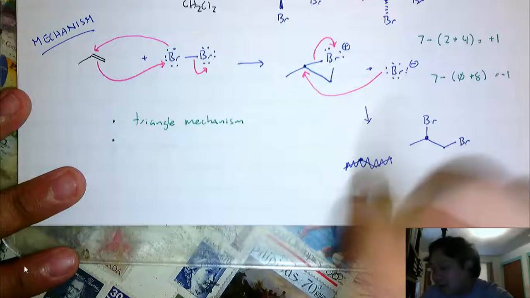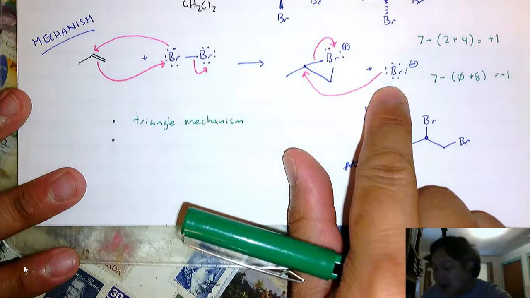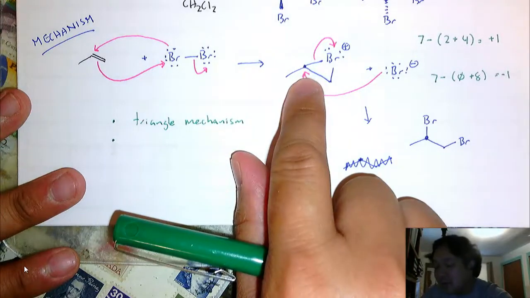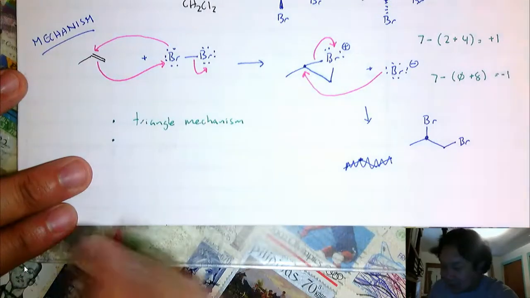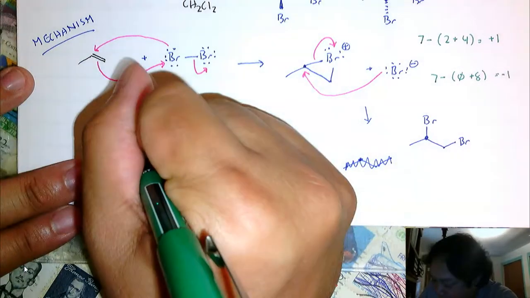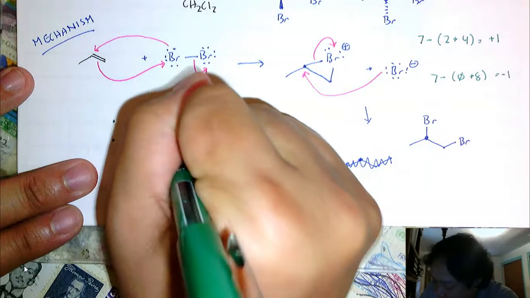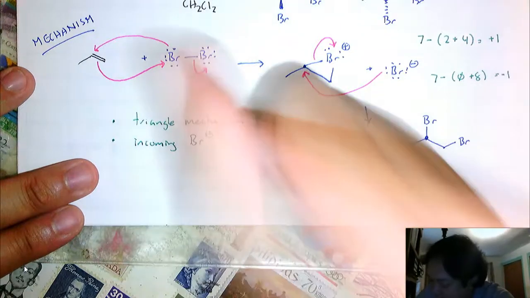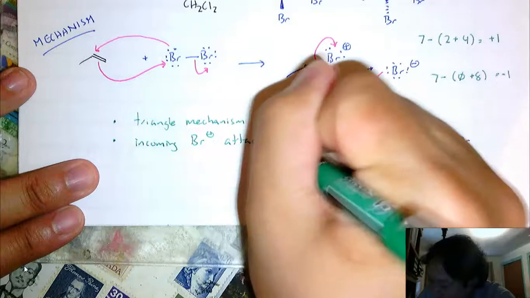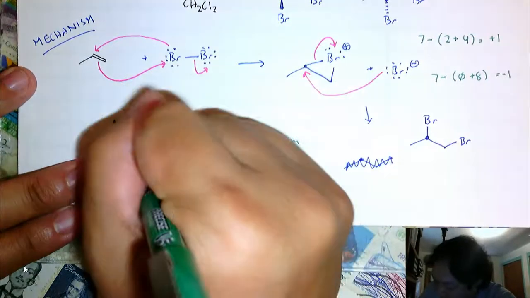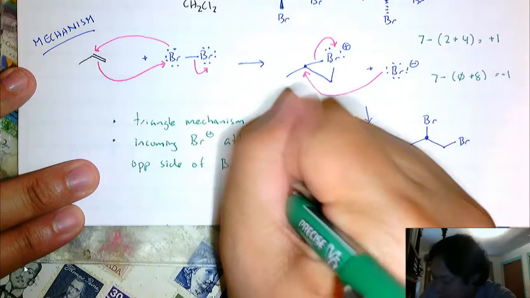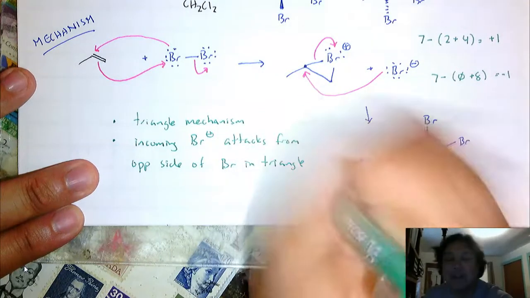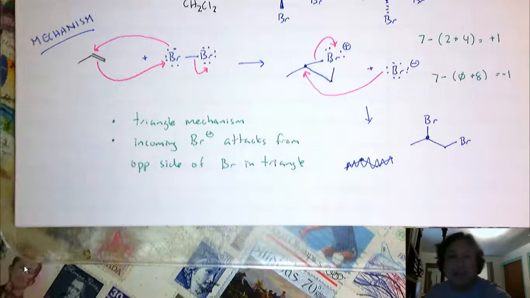The next thing is, there are a couple important points here. That bromine comes from the opposite side of where this bromine is pointing. So I'm not drawing any wedges and dashes. Okay, but maybe I'll show you on the next page. But the incoming bromide, Br-, attacks from the opposite side of the bromonium triangle. That's why this is anti-addition.